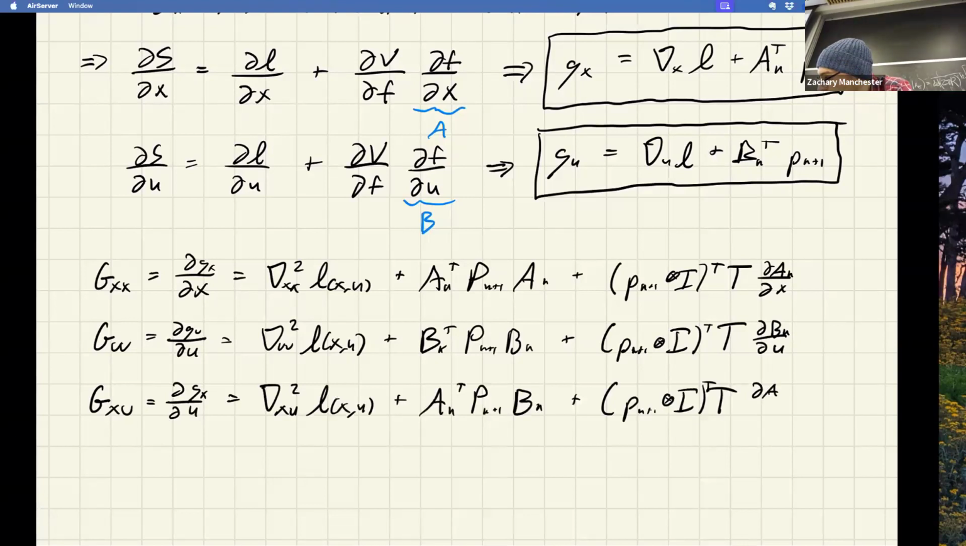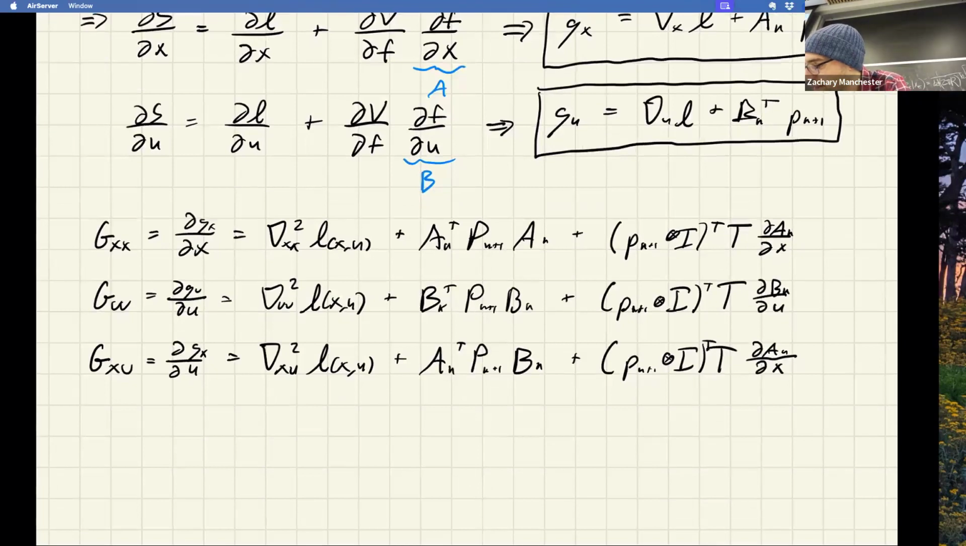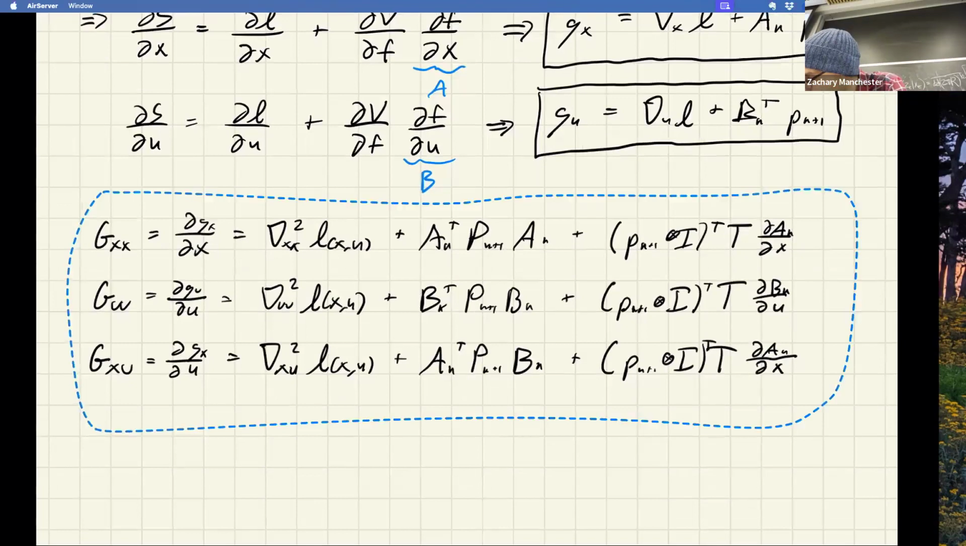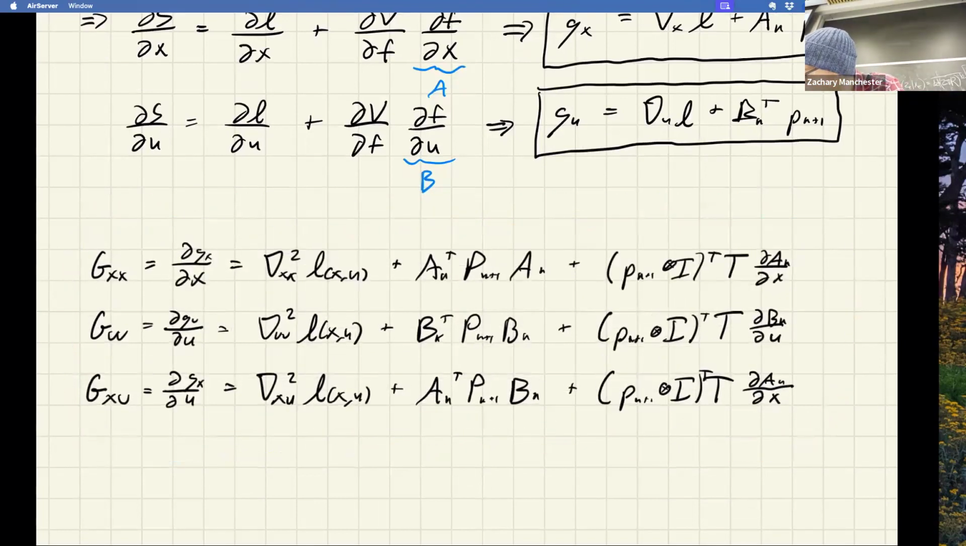And this you can write either way because of the symmetry. So it could be partial A, partial U, or partial B, partial X. Okay, that's the whole thing. It's a little nasty. Let's move this down a little bit so I can put a box around it and then say some stuff. Okay.